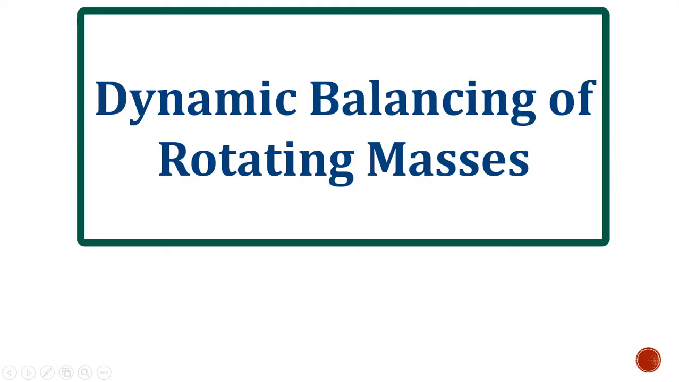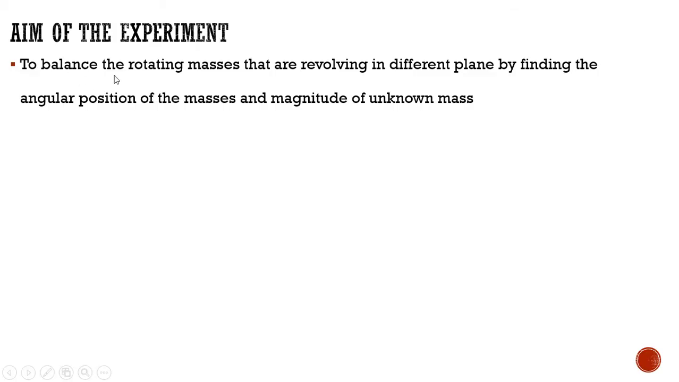Welcome to Dynamics Laboratory. Today we are going to see how to balance rotating masses if they are revolving in different planes. The aim of the experiment is to balance the rotating masses that are revolving in different planes by finding the angular position of the masses and the magnitude of the unknown mass. So we are going to balance the given system by finding the suitable angular positions of the masses, and also we are going to calculate the magnitude of the unknown masses.